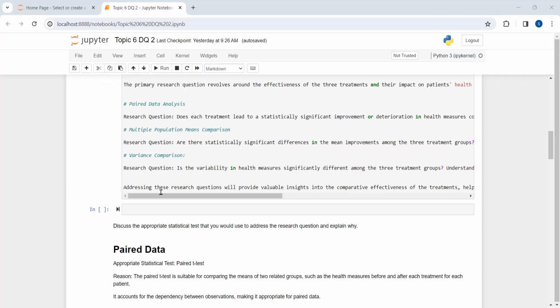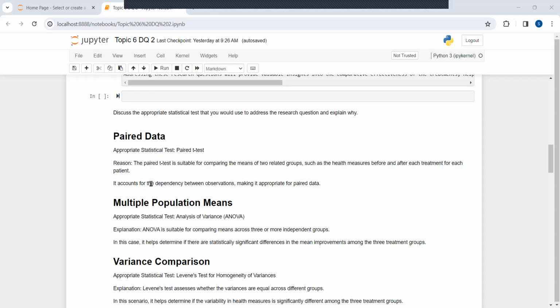Now, the appropriate statistical test with the explanation is that for paired data, the appropriate statistical test would be the paired t-test, since the paired t-test is suitable for comparing the means of 2 related groups, such as the health measures before and after each treatment for each patient.